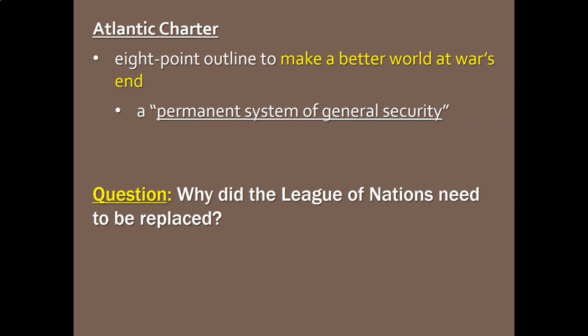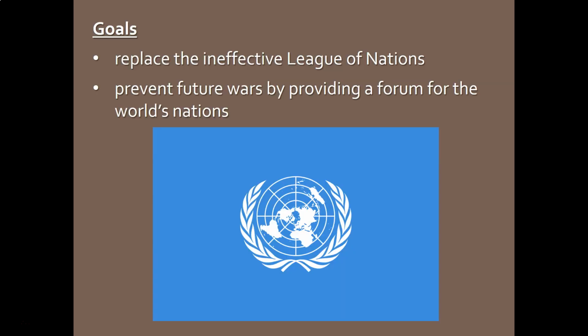This is basically a system much like the League of Nations that came out of World War I, came out of the 14 points. But the League of Nations had failed to prevent World War II, and therefore it needed to be replaced. What comes out of this call for a system of general security is the modern United Nations, or UN for short. So its goal is to replace the League of Nations, which had failed in its attempt to prevent world wars, and the League of Nations basically just folds up.